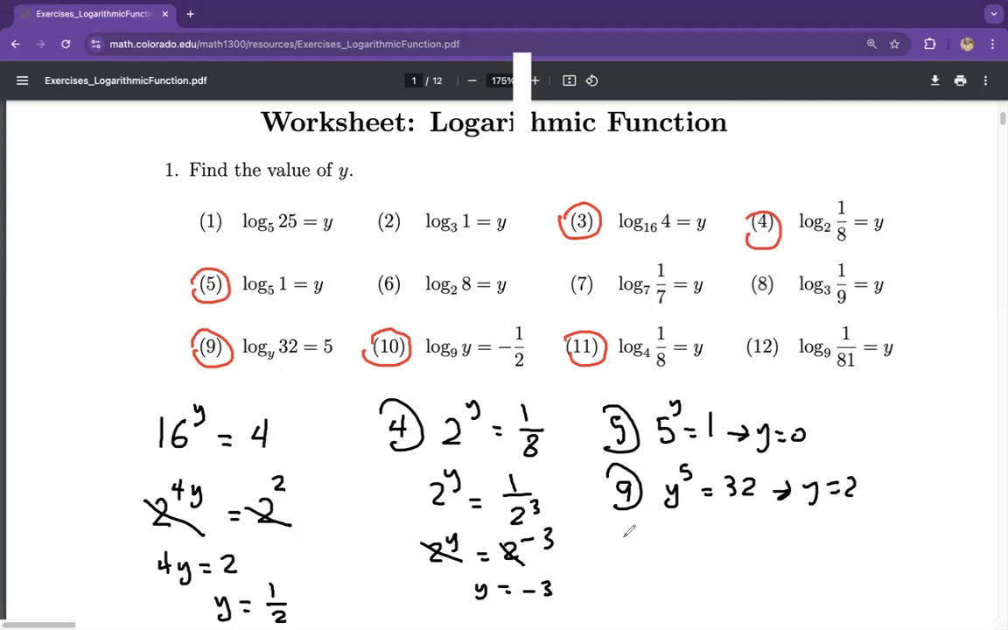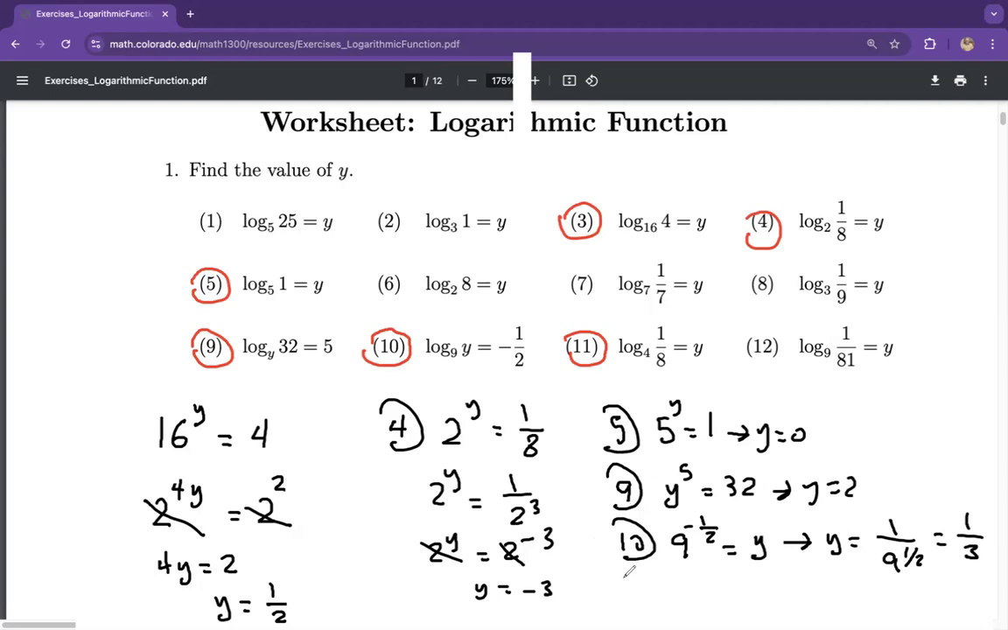Here, 10, 9 to the power of -1/2 gives me y. And y would equal 1/9 to the power of 1/2. And 9 to the 1/2 is the same as the square root of 9. So this would be 1/3. I think Mariani forgot to take care of the negative sign right there.